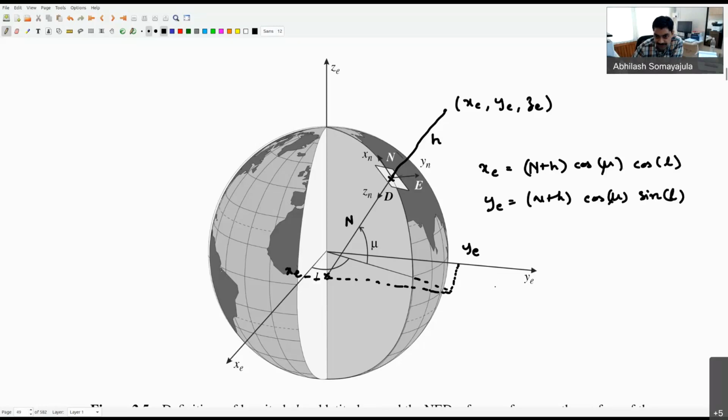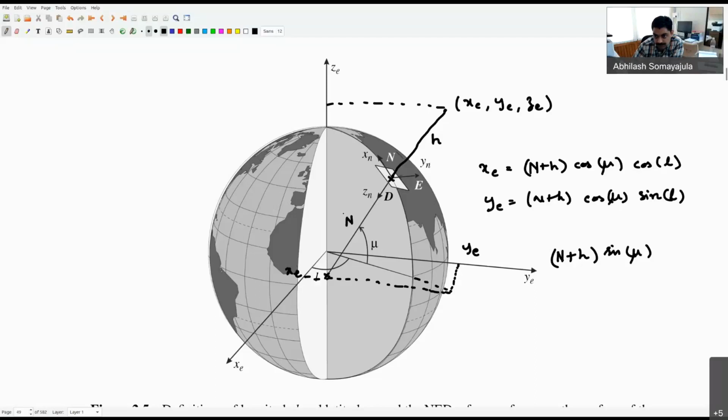Now the next thing is that I take this fellow and I take a projection about the z-axis. Correct? That will give me ZE, right? Yes, sir. That will be nothing but, in ideal conditions, N plus h times sine of mu. Correct? So I'm simply taking this vector and projecting it onto here, no?